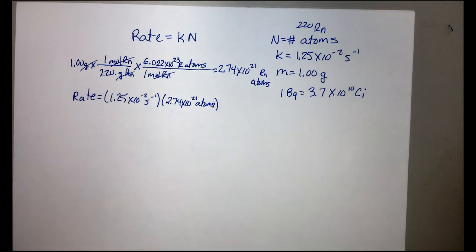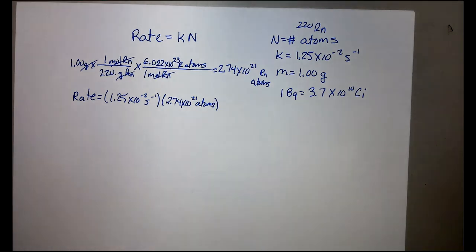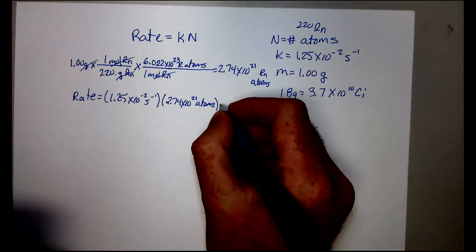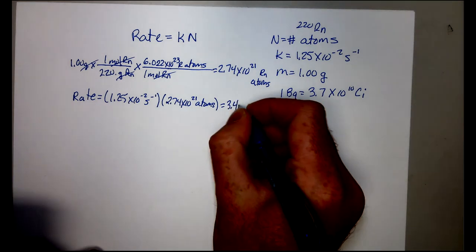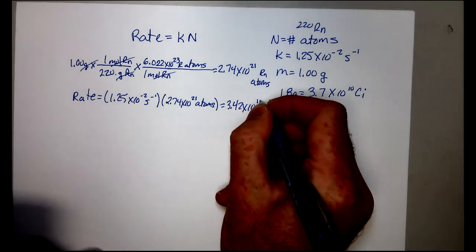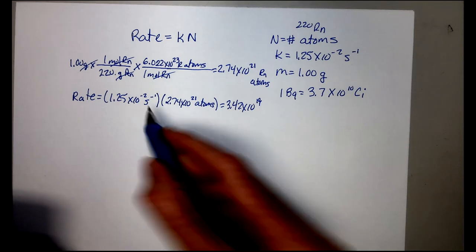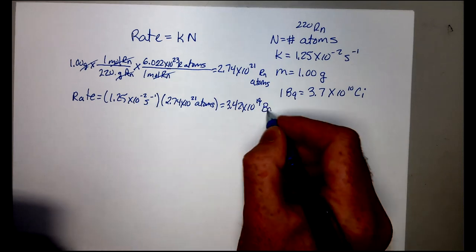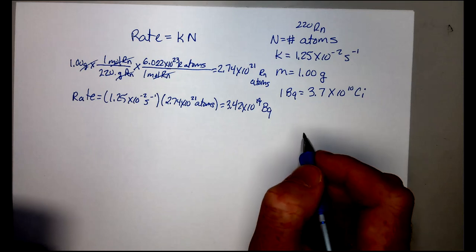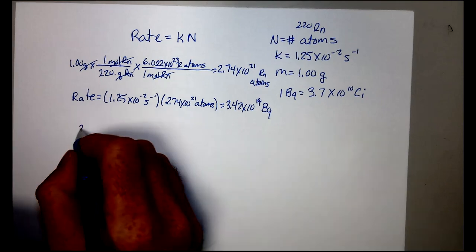So multiplying that out, we get 3.42 times 10 to the 19th. That's atoms disintegrating per second. So that's actually our becquerels. Then we just need to convert.